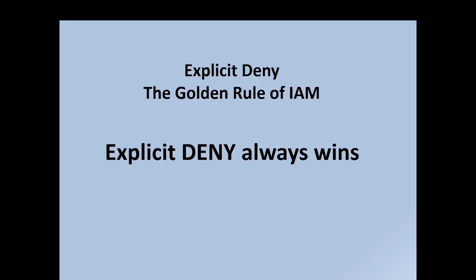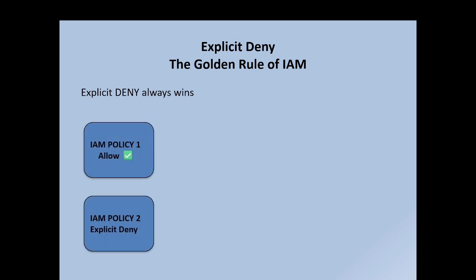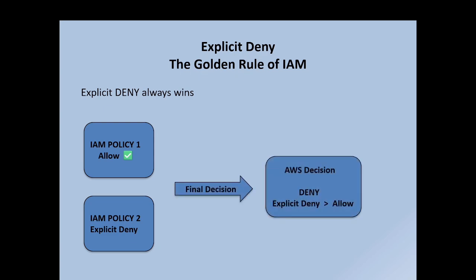Let's look at the most important rule in AWS IAM policy evaluation. This is the golden rule which says explicit deny always wins. Whenever AWS evaluates a request, if an applicable policy contains an explicit deny for that request, the final decision is deny. It doesn't matter if another applicable policy allows the same request. The explicit deny takes precedence over the allow. Let's understand this with an example. So here is policy 1 which allows the request and another policy which explicitly denies it. So the final decision is deny. Explicit deny always has precedence over allow.